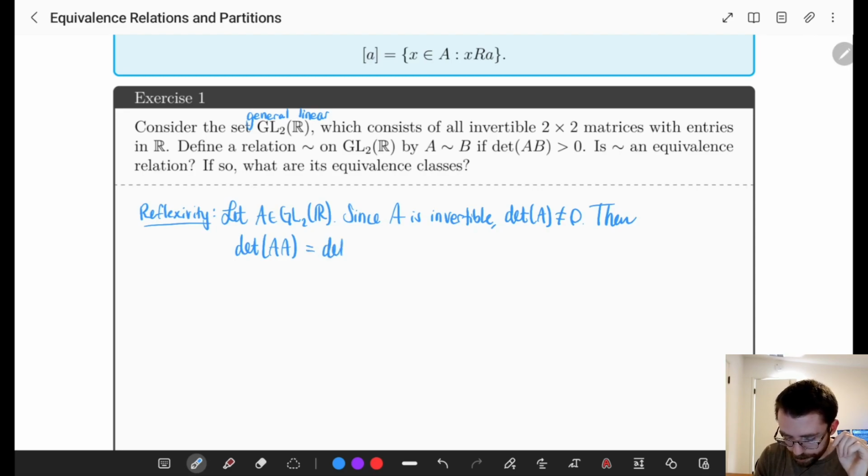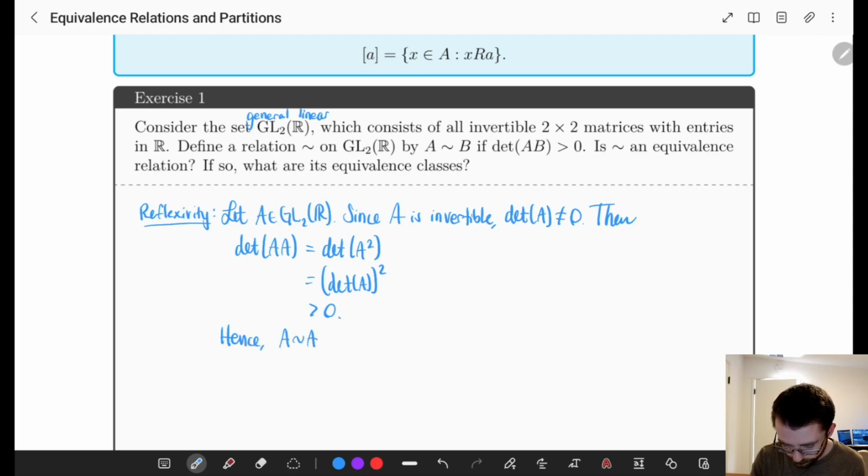Well, that's the determinant of the matrix A squared. And important fact, the determinant is multiplicative. So this is the determinant of A times the determinant of A, or written differently, the determinant of A, squared. And what do I know about squaring things that aren't zero? You always get something positive. So that's bigger than zero. Hence, A is related to itself. Check. It's reflexive.